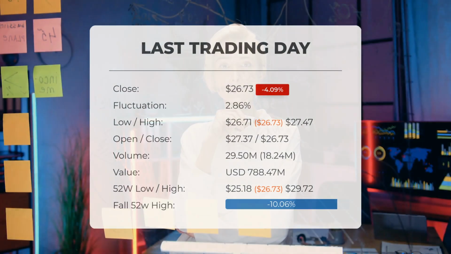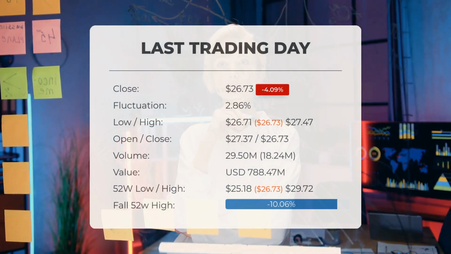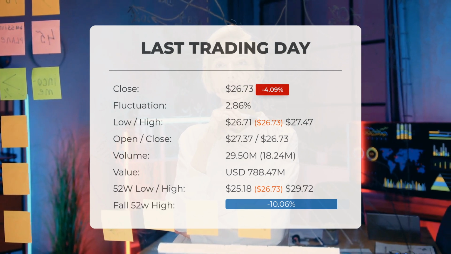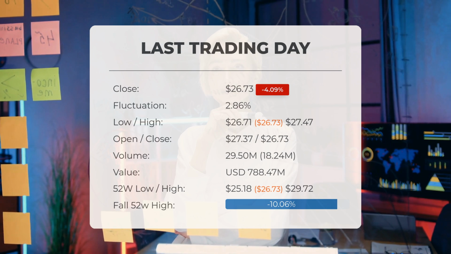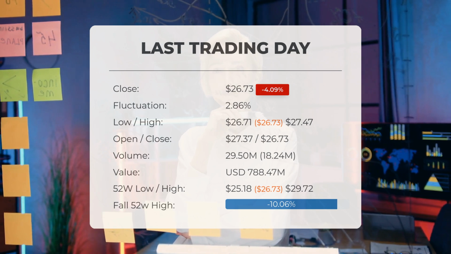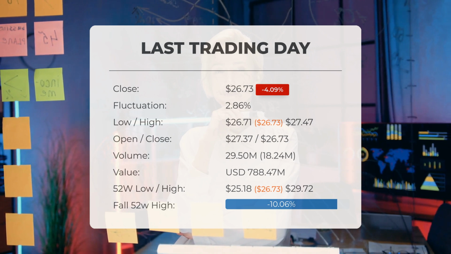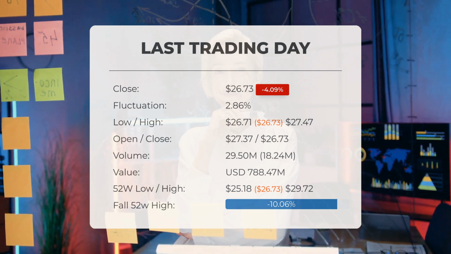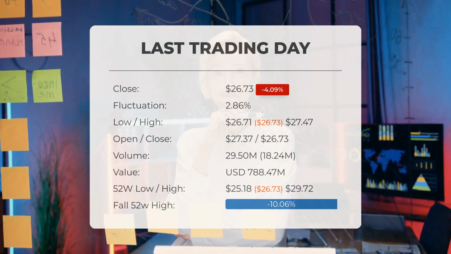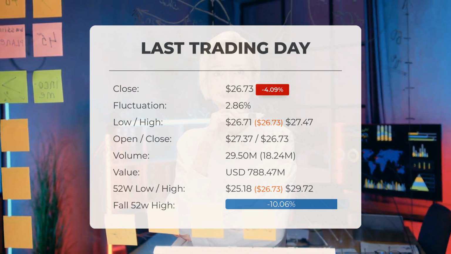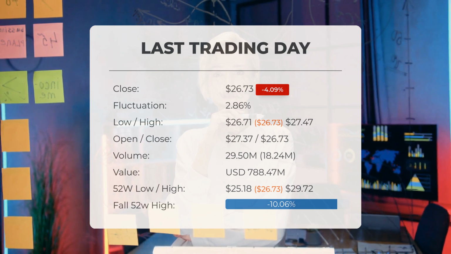Our latest daily update for SCHWAB U.S. Dividend Equity ETF includes the headline, SCHWAB U.S. Dividend Equity ETF downgraded to sell candidate. The SCHWAB U.S. Dividend Equity ETF price fell by 4.09% on the last day, Thursday, the 3rd of April, 2025, from $27.87 to $26.73. During the last trading day, the ETF fluctuated 2.86%, ranging from a low of $26.71 to a high of $27.47.